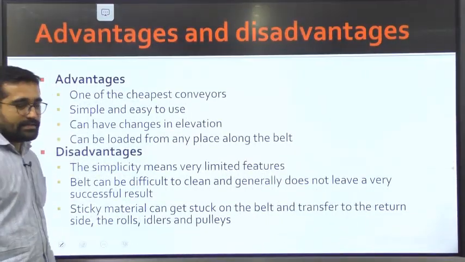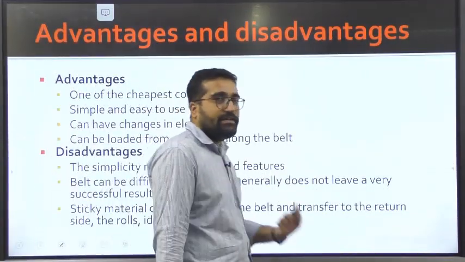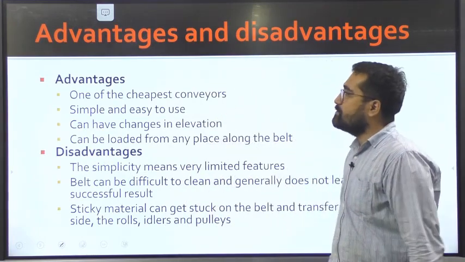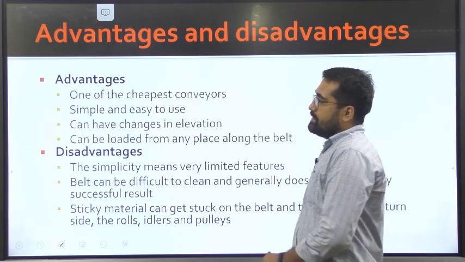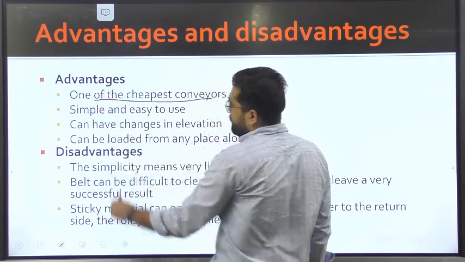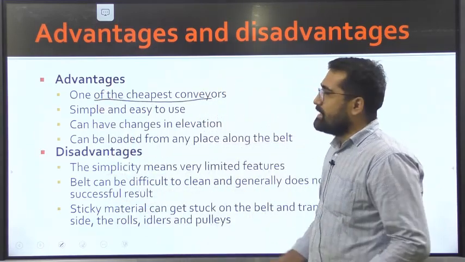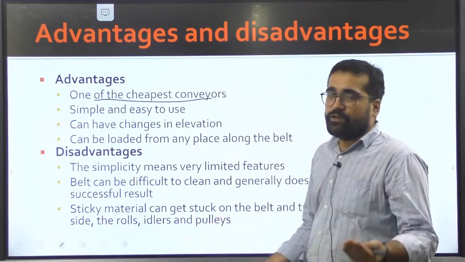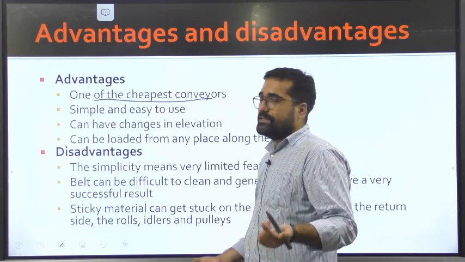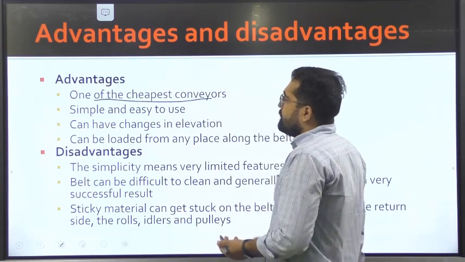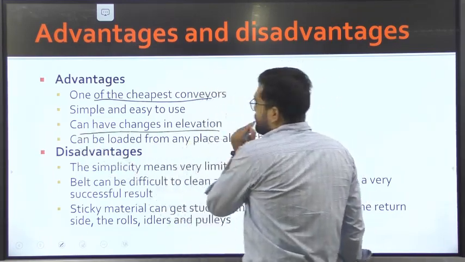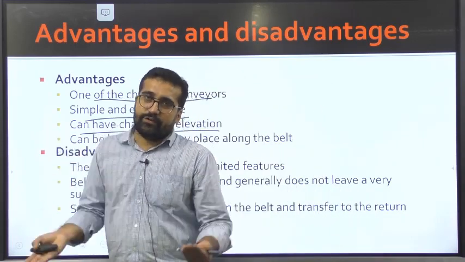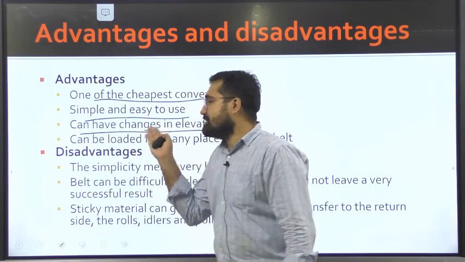So, last slide, about the advantages and disadvantages of belt conveyor. What are the different advantages and disadvantages of belt conveyor? One, it is one of the cheapest conveyors, and it is very simple to use and simple to correct. If any faults come inside the conveyor, it is very easy to replace. You can change the elevation at any given point, just by increasing the height of one end.